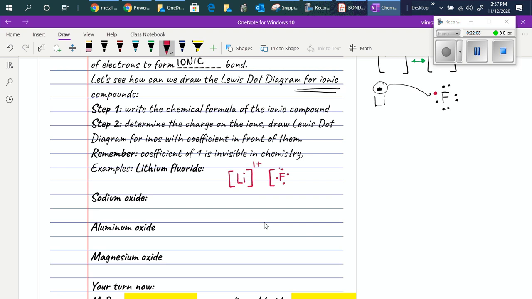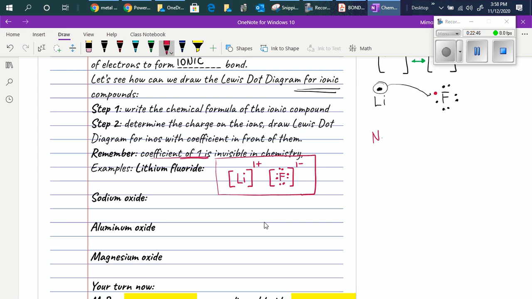rule. You remember that? We mentioned it even when we were doing the review of Science 10. And then the Lewis dot diagram for lithium fluoride will be like this. Now, as we mentioned here, those are 1 lithium and 1 fluoride, and since the coefficient is 1, the coefficient of 1 in chemistry is invisible. Let's move to the next one, that is sodium fluoride.